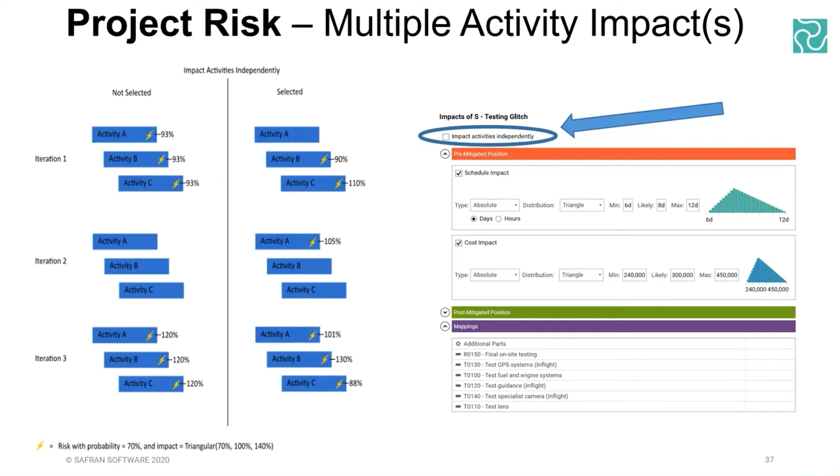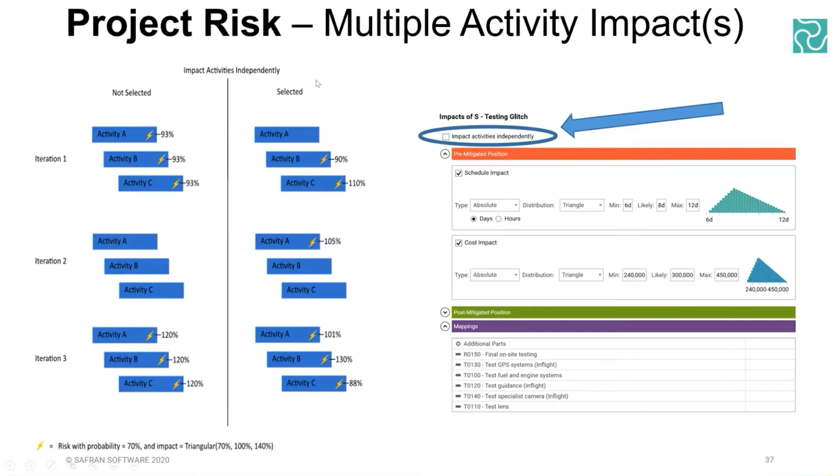As an example, as you step through the random iterations 1, 2, and 3 of Monte Carlo, if you do not select that and leave it blank, then that essentially means that every activity that is mapped to that risk will all suffer the same magnitude, or not at all if the risk does not occur. So you can see here activities A, B, C all suffer 93% impact. Then iteration 2, none of them suffer anything. Iteration 3, they all suffer again, but this time to a new randomly selected 120%.